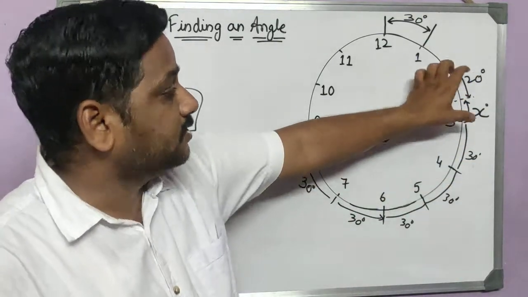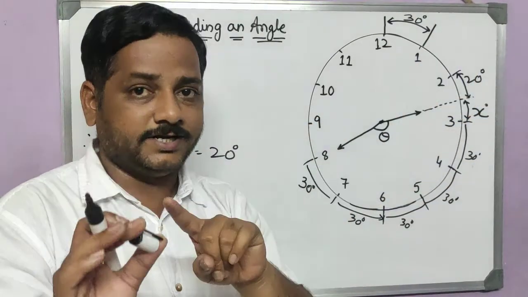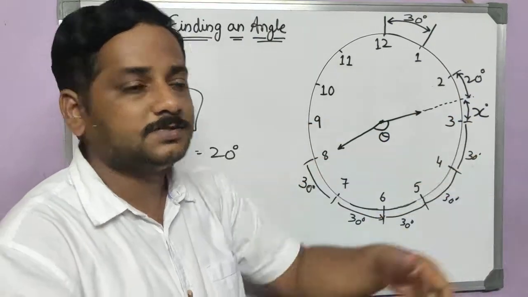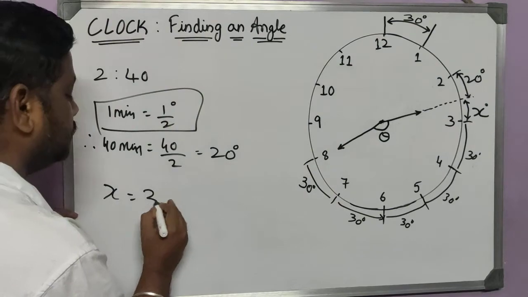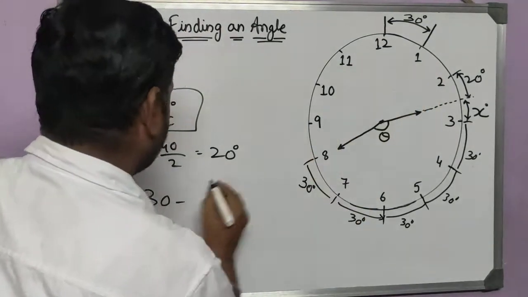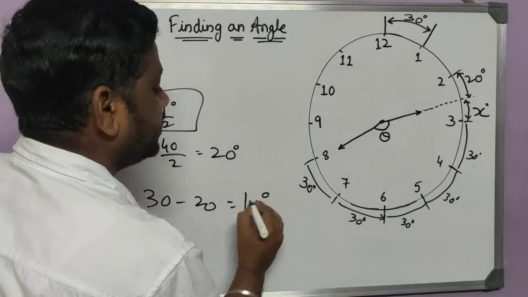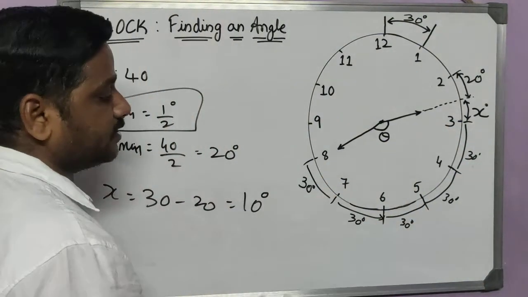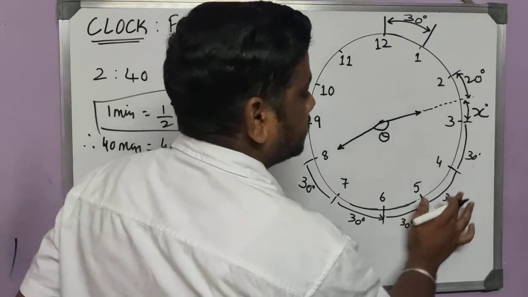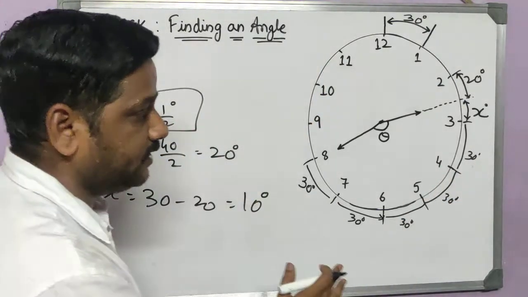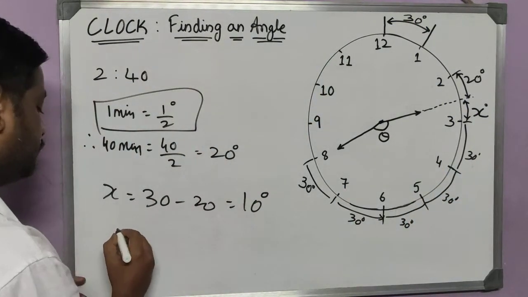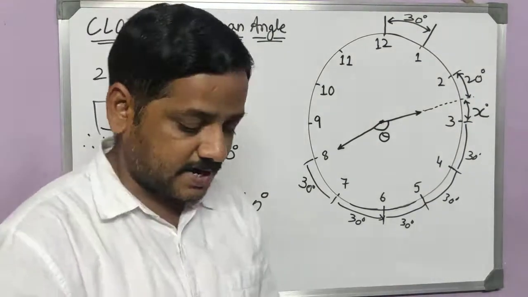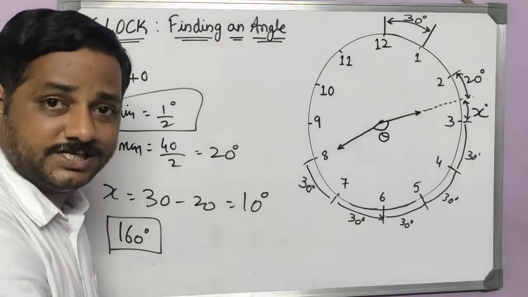So we can say the total angle of this sector was 30 degrees. Now it has already moved 20 degrees. So x can be taken as the total sector angle minus that angle, 20 degrees. It's 10 degrees. So x is equal to 10 degrees. Right. So now we can say 30, 30, 30, 30, 30, so 5 times, so 150 plus 10. Therefore, the angle between the hour hand and the minute hand is 160 degrees.